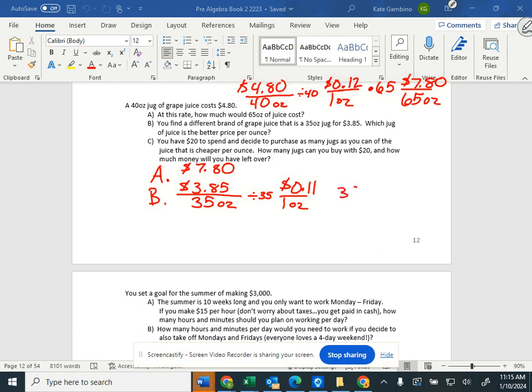The 35-ounce jug is cheaper. That answers my question. Just telling me that it's 11 cents does not answer the question of which jug of juice is the better price. You need to give the answer. Which one is better, 11 cents an ounce or 12 cents an ounce? The 35 ounces for 11 cents an ounce is cheaper.